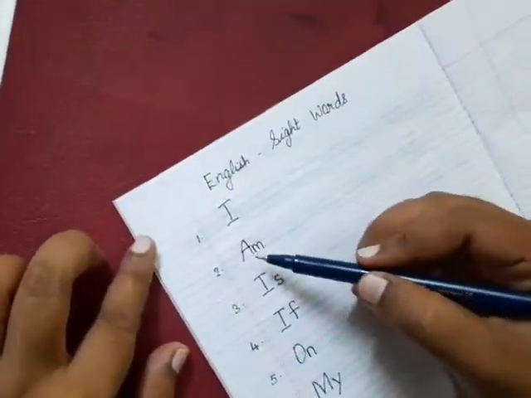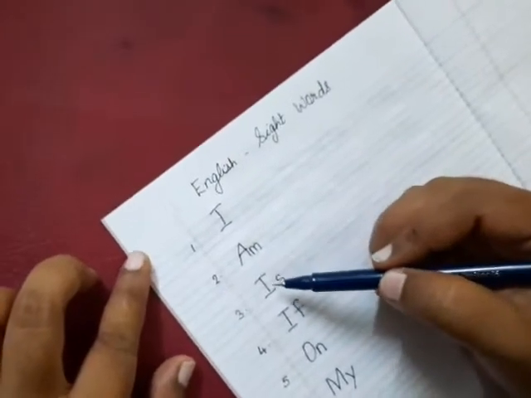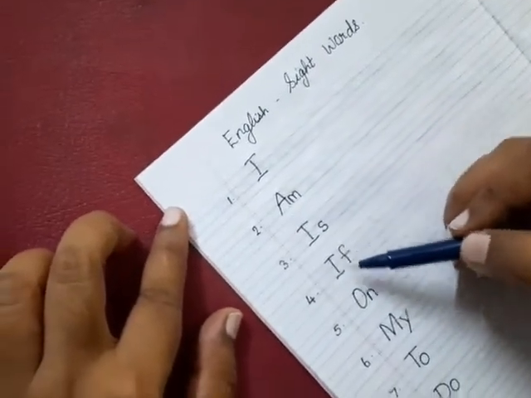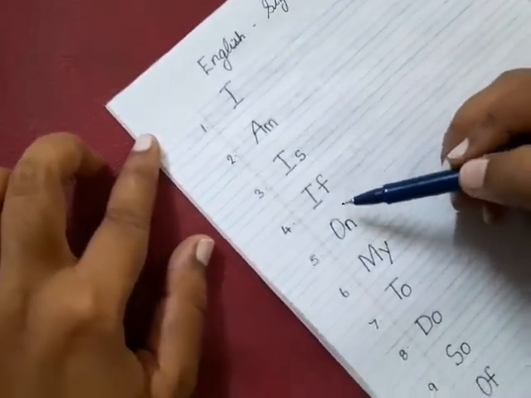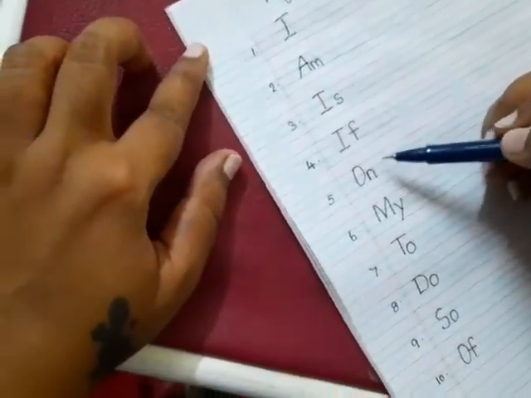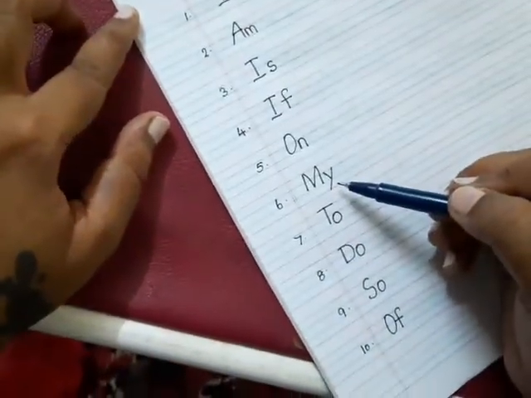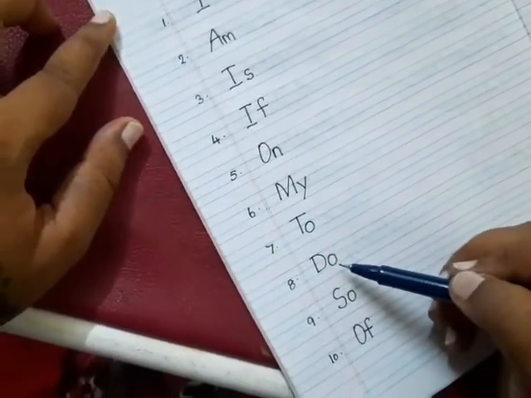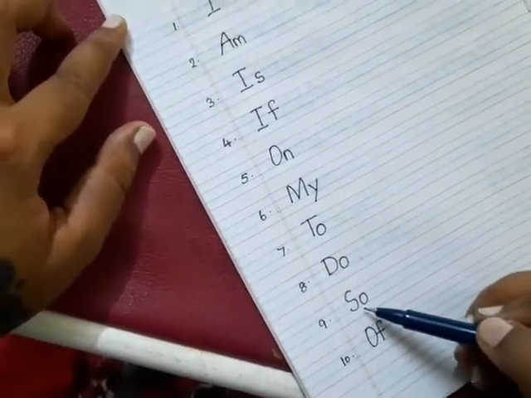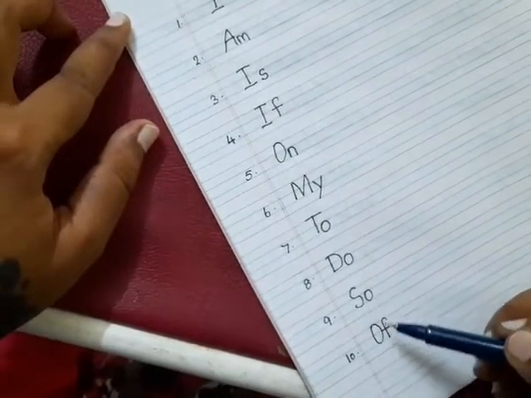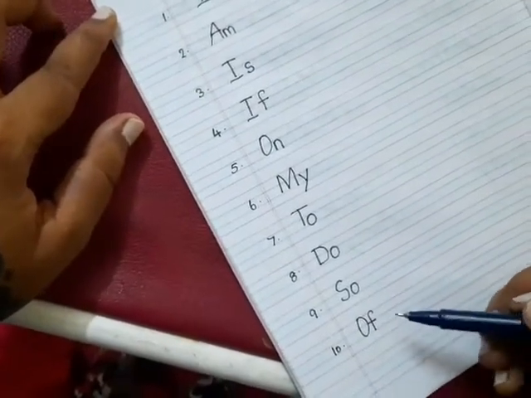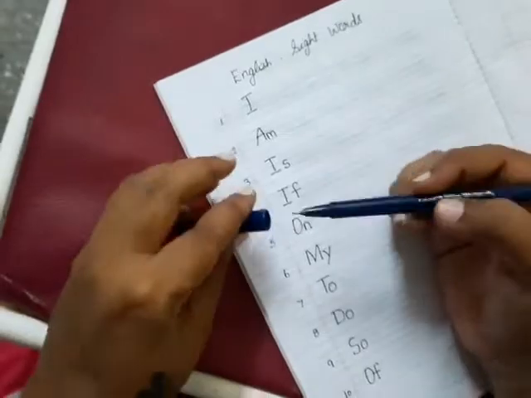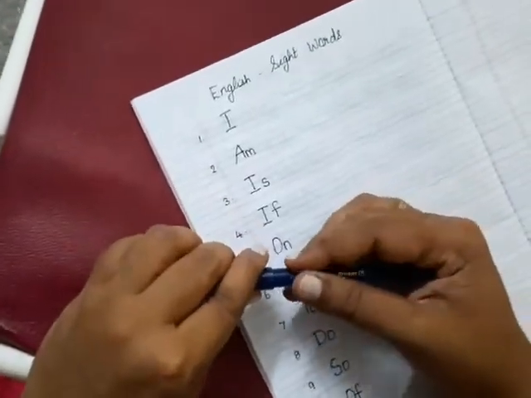I, a, m, am. I, s, is. I, f, if. O, n, on. M, y, my. T, o, to. D, o, do. S, o, so. O, f, off. Children, write it 2 times in your 4-line.